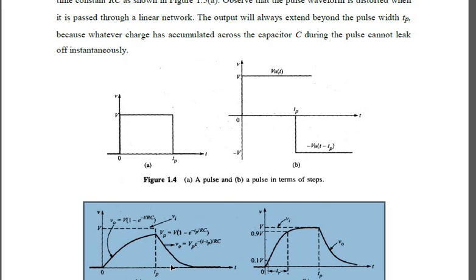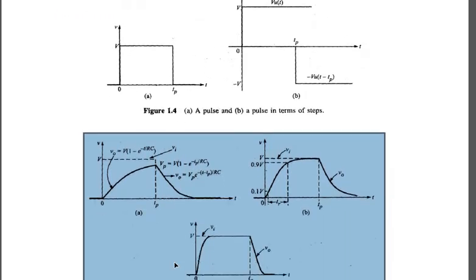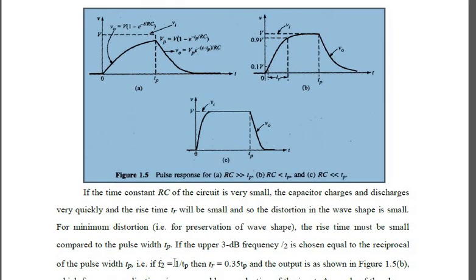Because the capacitor which is charged cannot be discharged instantaneously. It takes some time to discharge. So that's the reason your output will be extending beyond the pulse width TP. This is the important point that you have to note down.